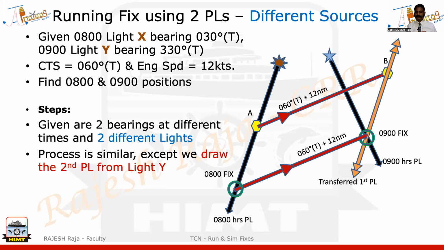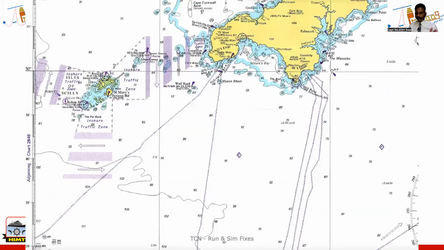Let me show you the same example on a piece of chart. I'm going to take a different piece of chart. I'm going to consider two different lighthouses. The first one, let me call it Wolf Rock. The second one, let me call it Lizard Point. So I'm starting with my first PL, second PL.